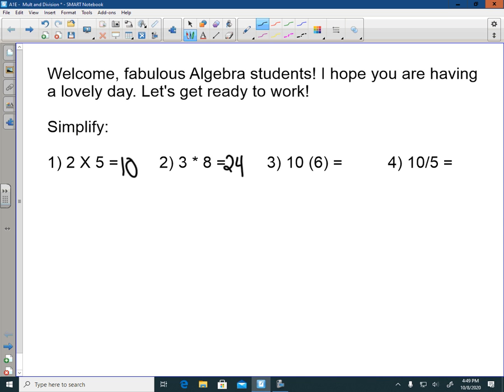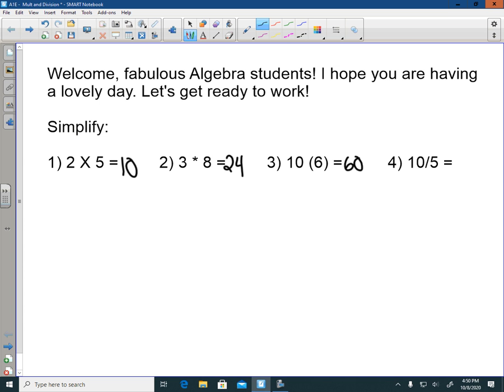Number 3 is also multiplication. Sometimes that's what parentheses mean. Multiplication can be a very confusing operation because there are lots of symbols that mean multiplication. But this number 3 is actually saying 10 times 6, which you know is 60.